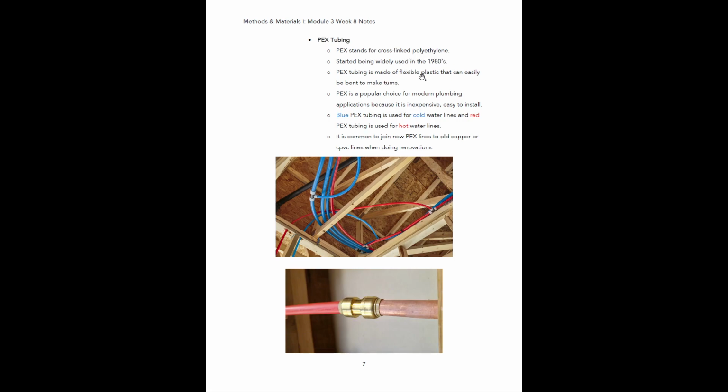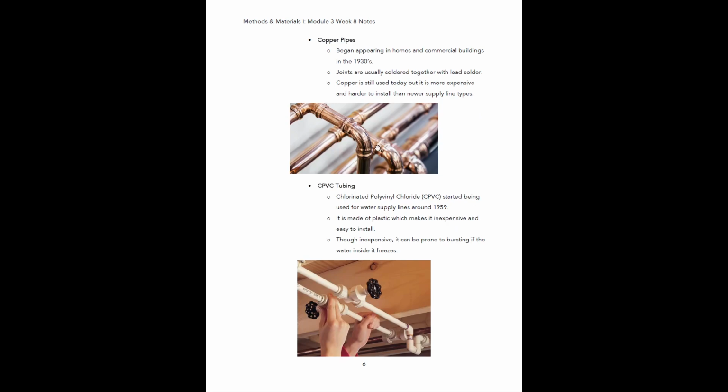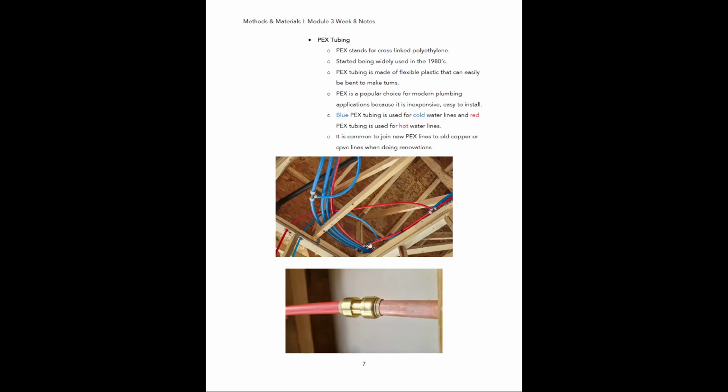PEX tubing is made of flexible plastic that can be easily bent to make turns. Okay, so if you look at this picture down here, we have some PEX lines, and you can see that they can just easily be bent to go wherever they need to be. So it's just one long continuous pipe. And you don't have to have a bunch of joints everywhere like you did with these other ones. Every time you want to make a bend, you have to put a special joint in, and it gets really complicated, and it takes forever if you have to make all these little turns and stuff. So that makes PEX a lot easier to install. You really only need these connectors in places where the plumbing lines are going to branch off and go a different direction.